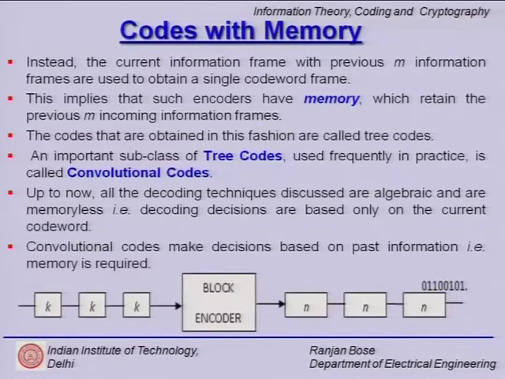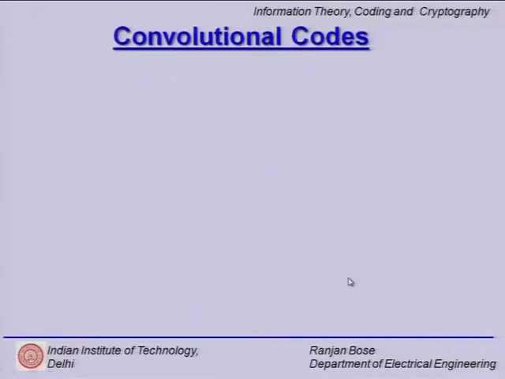If you look at a block encoder here, you have these information frames coming in of size k and n blocks coming out, but we will have a different structure for codes with memory.